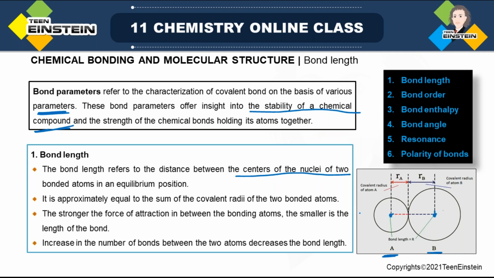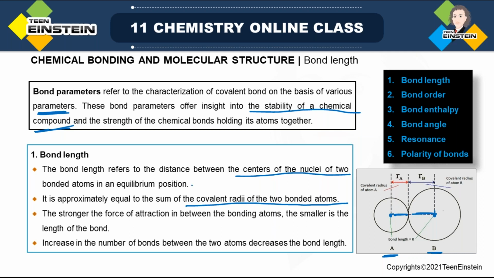This is the nuclei, and this is the radius of the first atom. This is the radius of the second atom. If you add these two, that is the distance between the centers, it will give you the bonding. And it is approximately, not exactly, but we have to take at least some value.